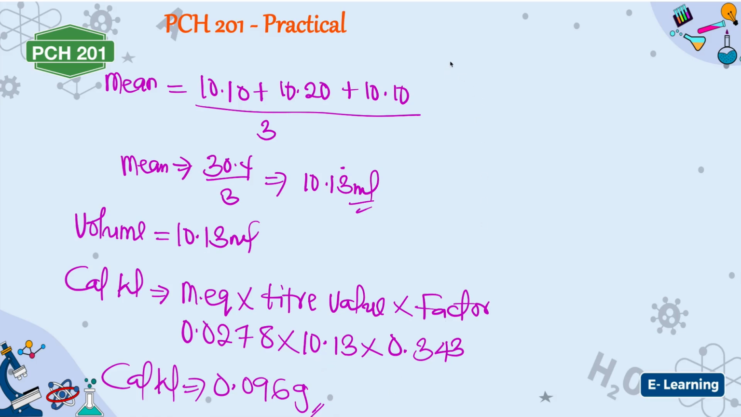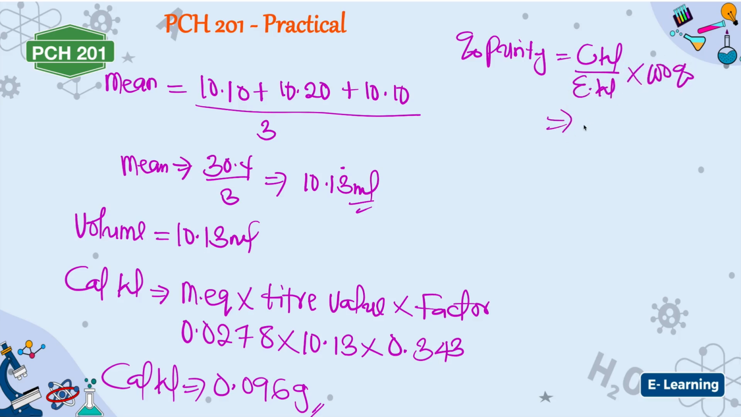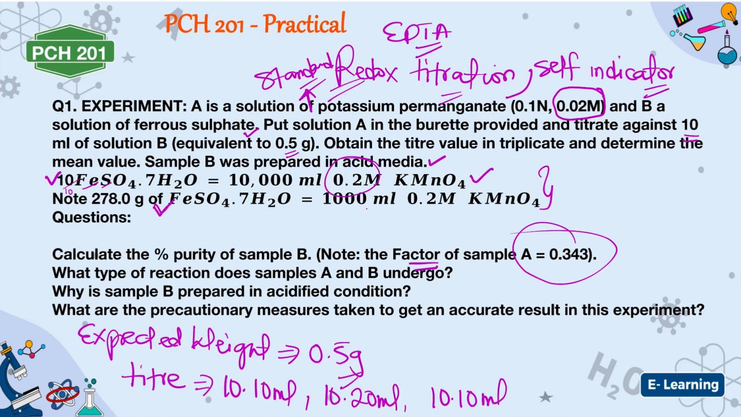Now you have gotten the calculated weight. What will be the percentage purity? Calculated weight over expected weight times 100%. What is calculated weight? 0.096. That is very small. Expected weight is how many? I don't understand the expected weight.